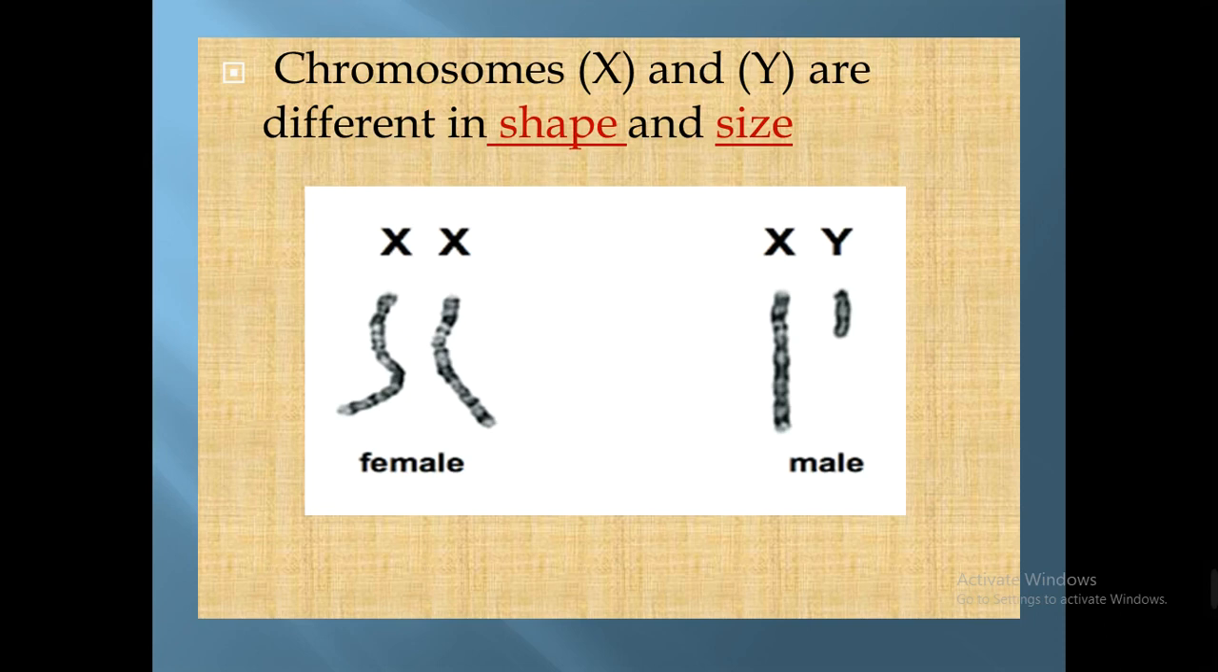Here, as we see, the difference between the sex chromosomes of the female and male. In the first one, the female has the last pair of chromosomes homologous, similar to each other, X and X, while in the male they are heterogeneous or non-homologous, different in shape and different in size.